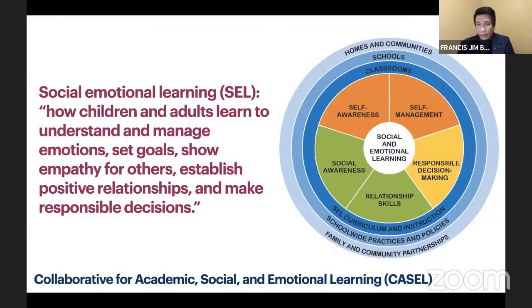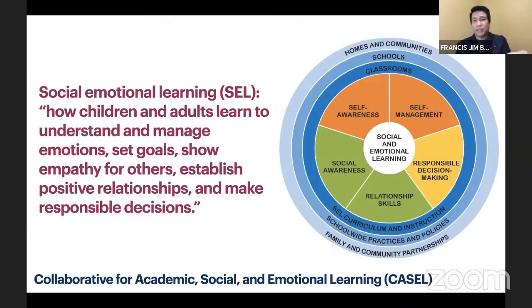So self-awareness is very, very important. Self-management, okay, social awareness, relationship skills, and even responsible decision making. All of these are the different areas that we want to focus on in terms of social and emotional learning. So again, simply, social emotional learning skills help our students to understand and manage their emotions, set goals, show empathy for others, establish positive relationships, and make responsible decisions. Why are these very, very important? They are non-academic skills, but they are lifelong learning skills. These are essential skills that will help our students.